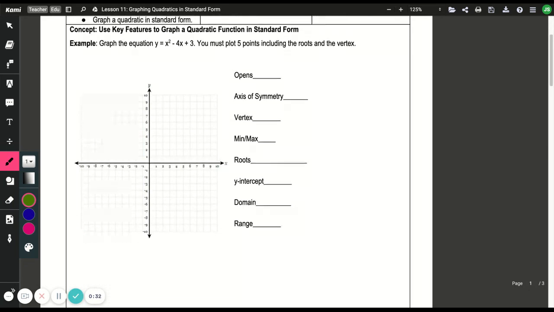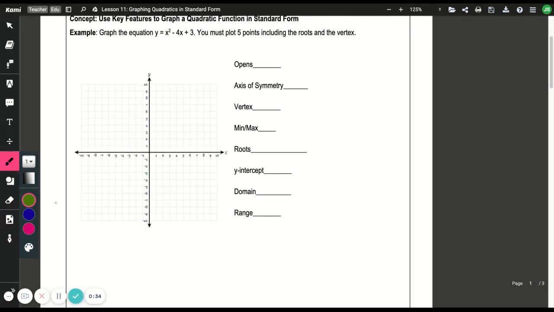So we're going to be given an equation. You must plot 5 points. Delta is going to make sure you plot 5 points. And they have to be the y-intercept, its reflection, which I'll show you how to do, the 2 roots, and the vertex.